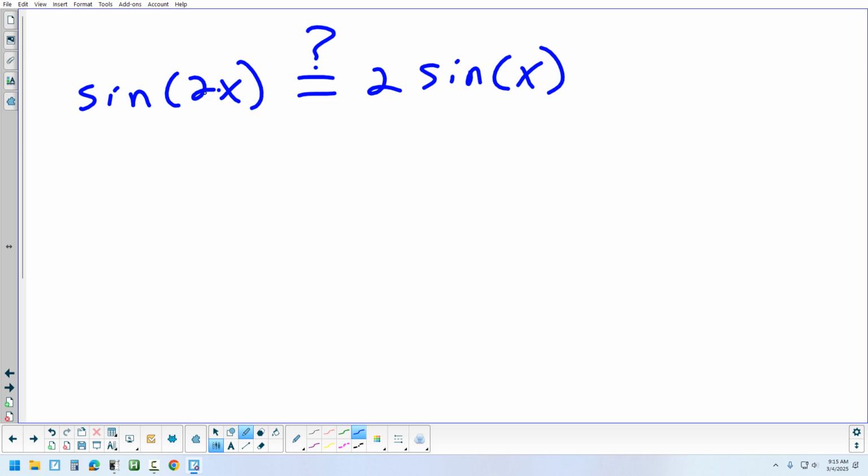Right. Just from a transformation perspective, they're not even the same. That's horizontal stretching or shrinking. That's vertical stretching. It's not the same thing. So no, you can't just take the 2 and put it in front. That doesn't work. So if you can't take the 2 and put it in front, then what can you do with the 2? Well, let's look at this.